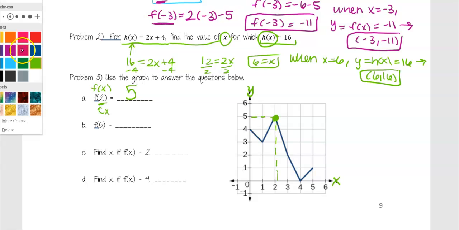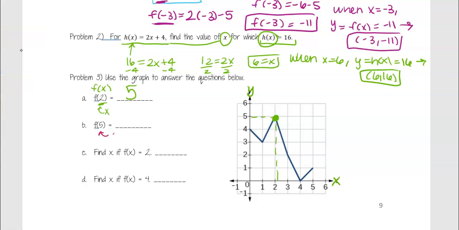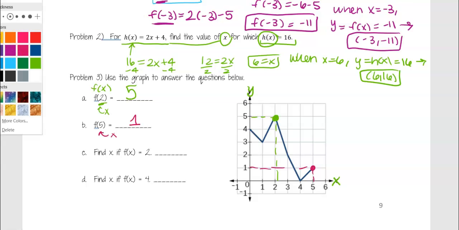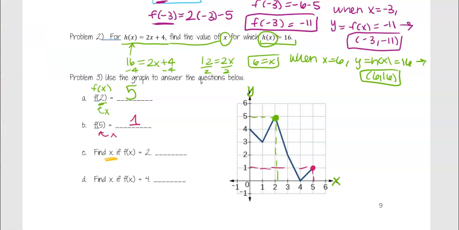Let's check out another one. So this is saying when x is 5, what's the y value? It's 1. Okay? This next problem is the other way around. It says find out what x is when the function, remember, f of x is the same thing as y. So when y is 2, what's the x value? 3.